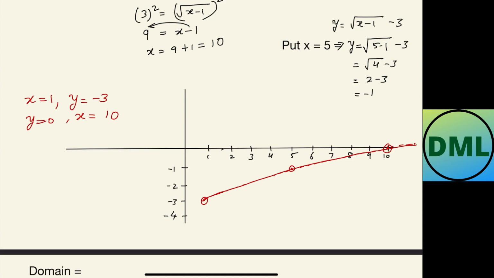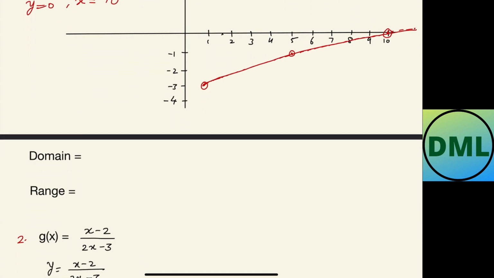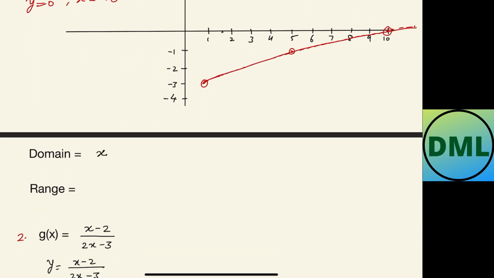As you can see from here, the domain is all the values greater than or equal to 1. Let's write down the domain here. Domain will be given by x is greater than or equal to 1, or you can write x belongs to [1, infinity). 1 is in the square bracket because 1 is included. I need to write down the range now.